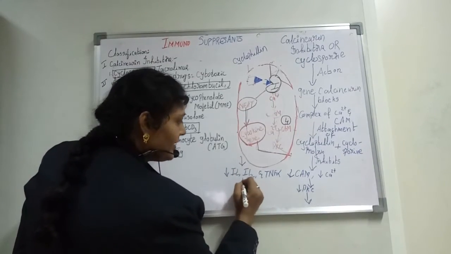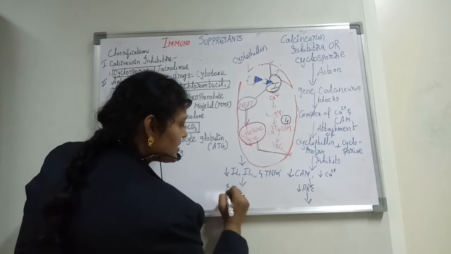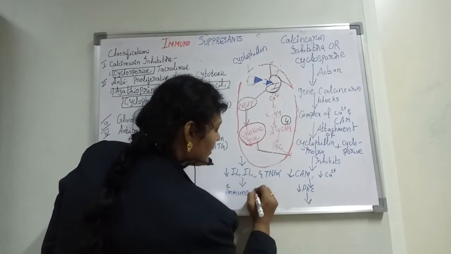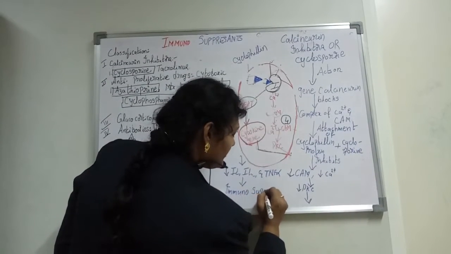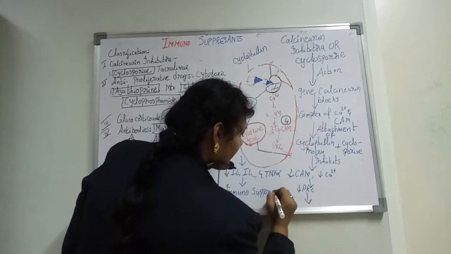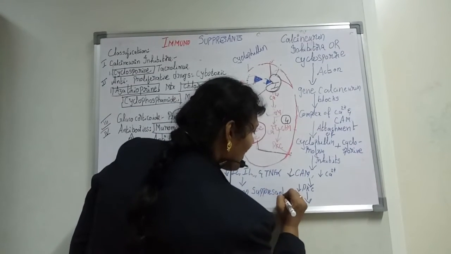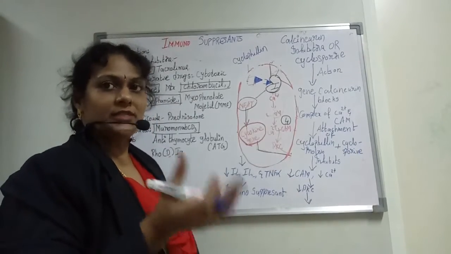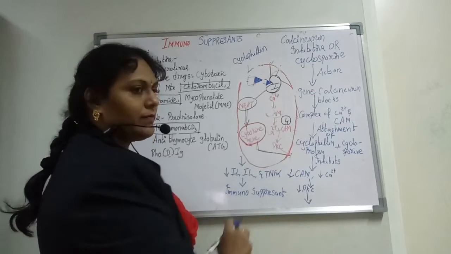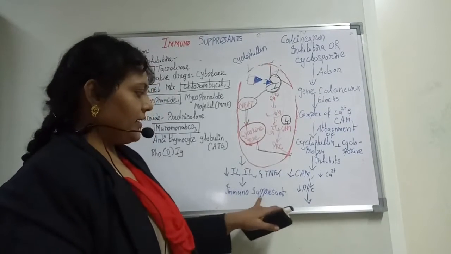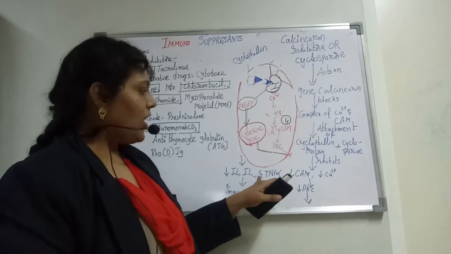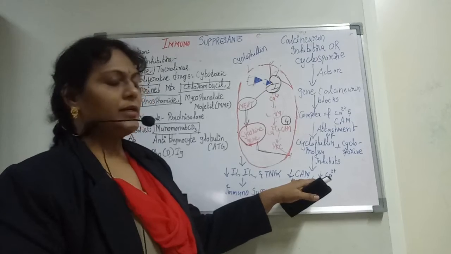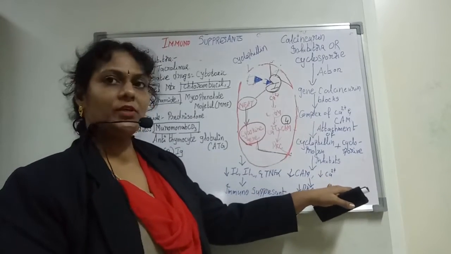So once these are all inhibited, you can suggest that it is immunosuppressant. So what we want with the drug is immunosuppressant. So finally we got the word immunosuppressant. Why? It is suppressing your inflammatory factors. How is it suppressing your inflammatory factors? It is inhibiting your PKC. How is it inhibiting? It is inhibiting your CAM and it is inhibiting your calcium.